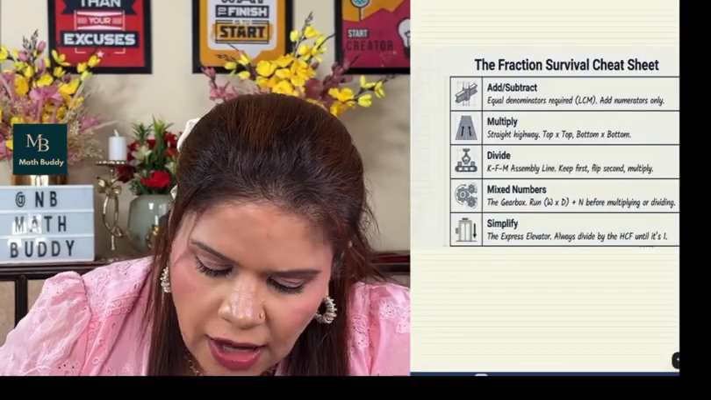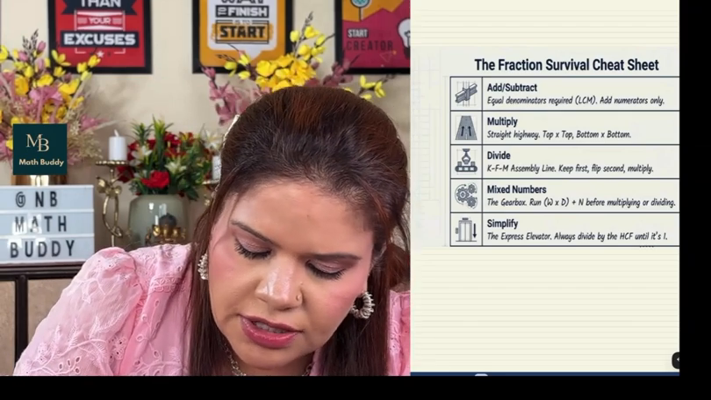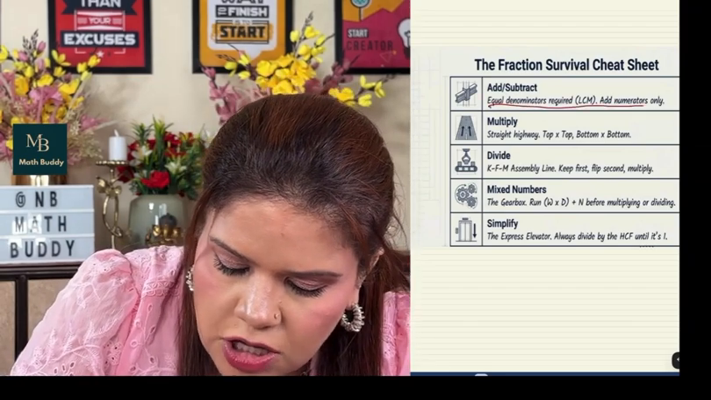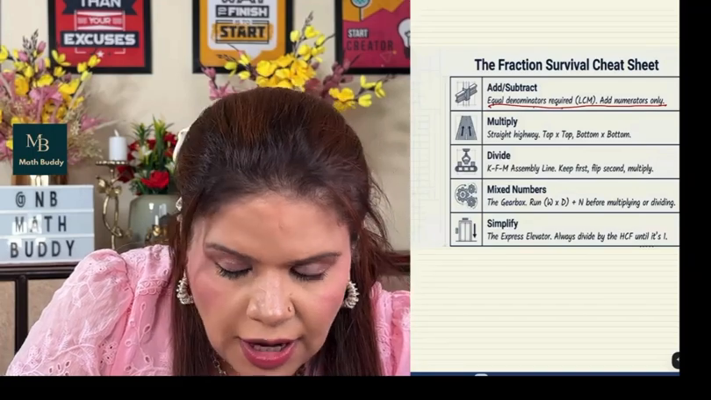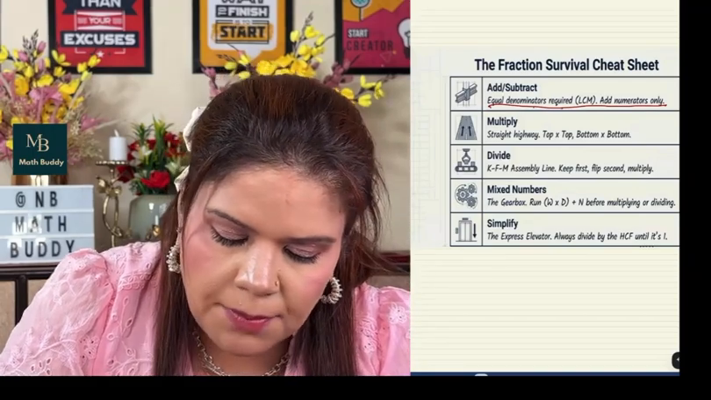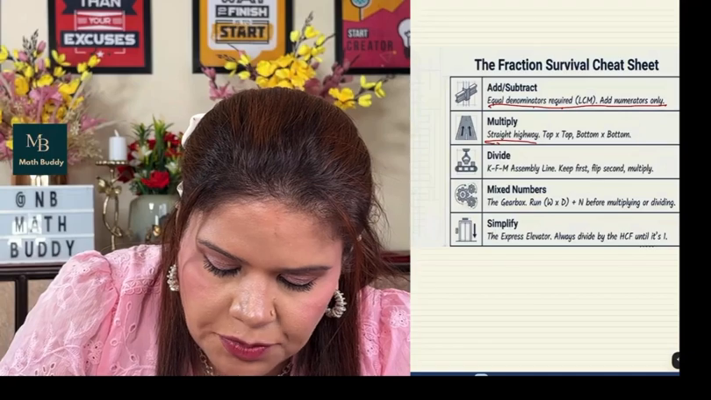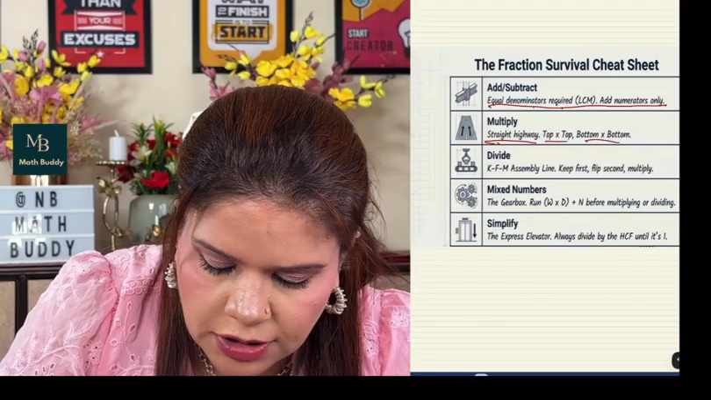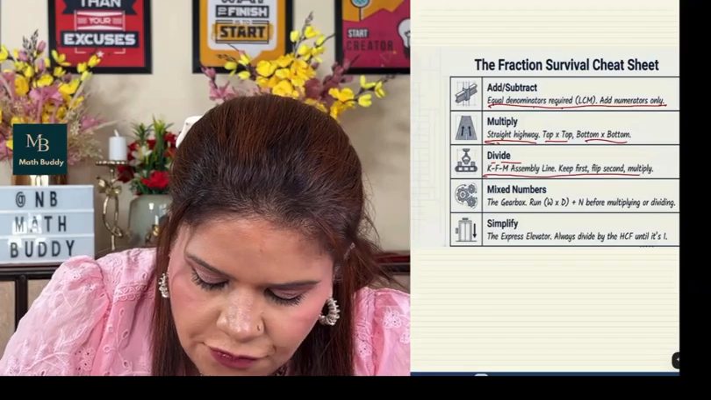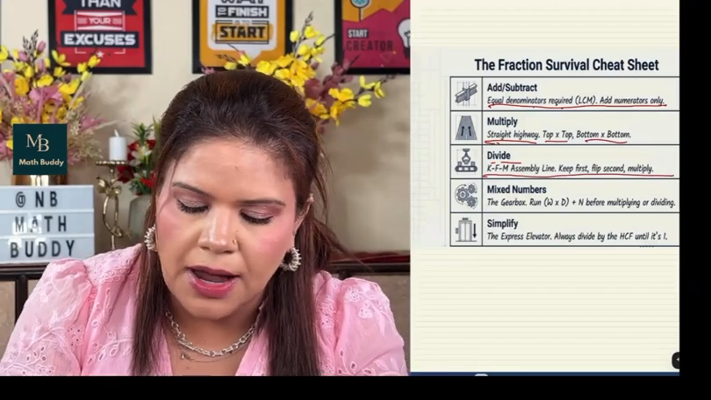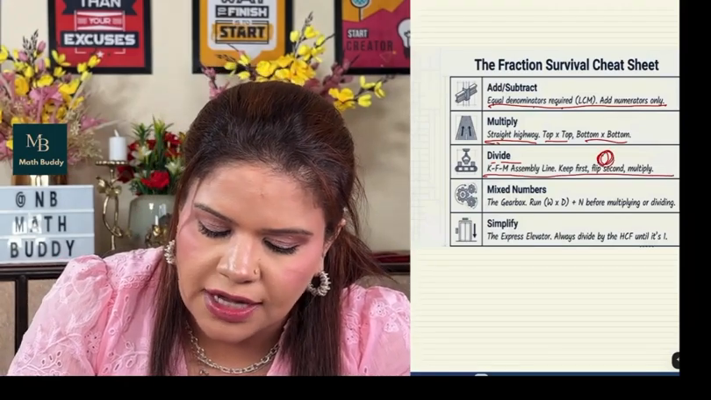So what we have learned: in addition and subtraction, you find the equal denominator required, and then add numerators. For multiplication, you do top times top, bottom times bottom. For division, you apply KFM, but keep in mind that flipping is of the second number only.